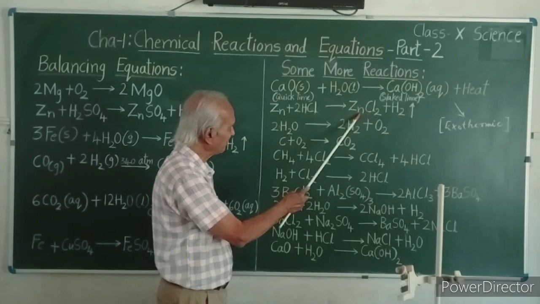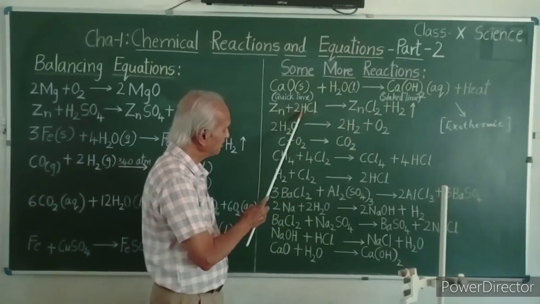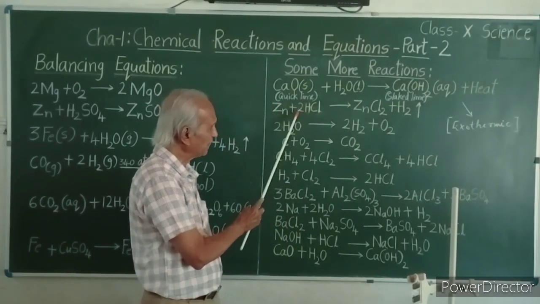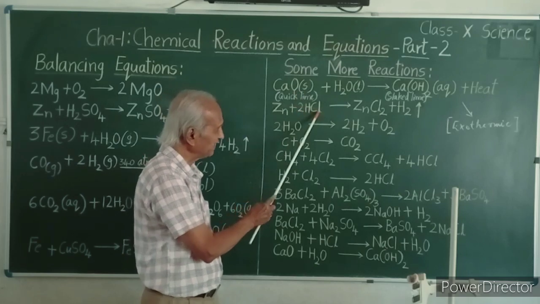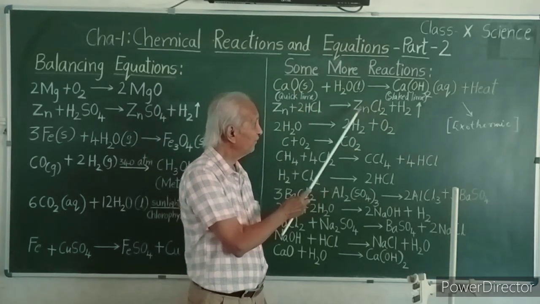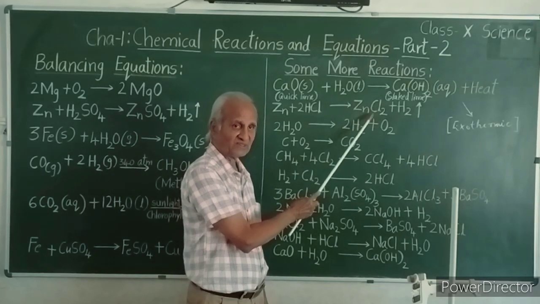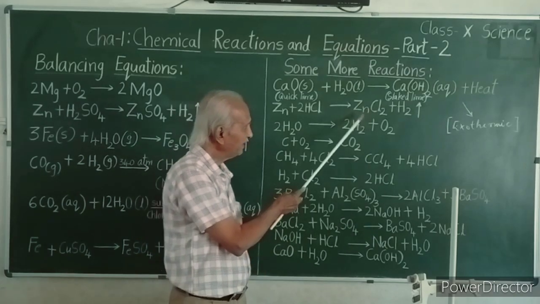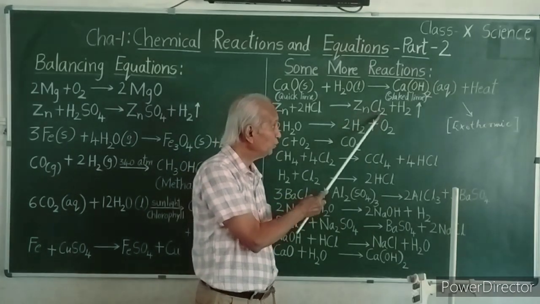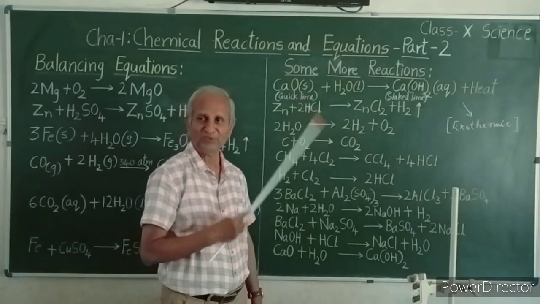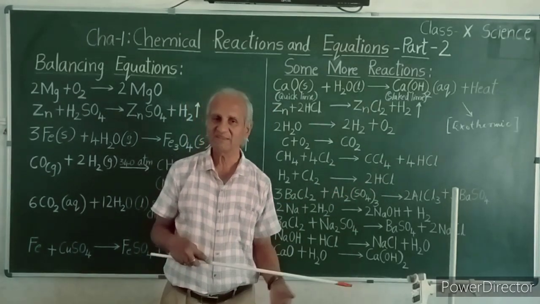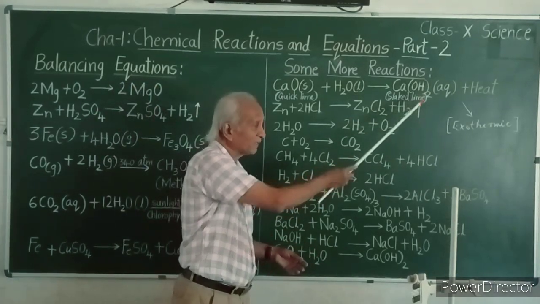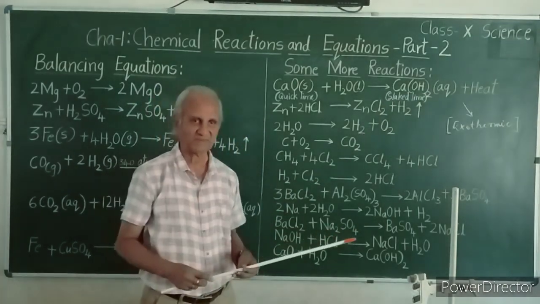So Zn plus 2HCl gives H2 and ZnCl2. The coefficient 2 pertains to the entire molecule, so 2HCl. The valency of zinc is 2. That's why it is not ZnCl, it is ZnCl2. One atom of zinc combines with 2 atoms of chlorine, so the formula turns out to be ZnCl2. And here we have an arrow mark upwards to tell that it is a gas.